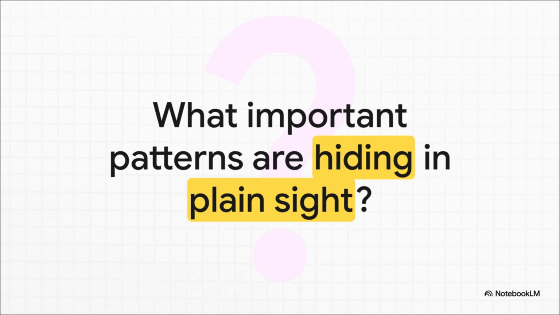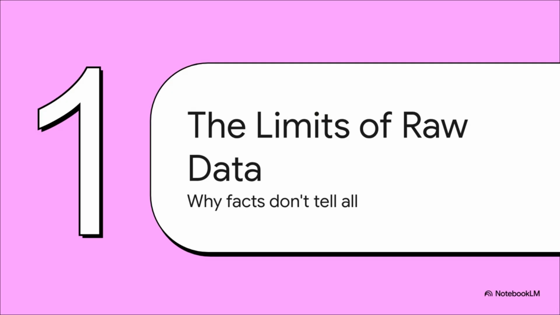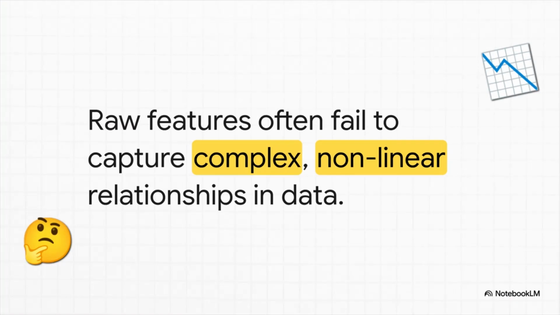That's the big question we're going to unpack. So, to get this, we first have to talk about the limits of just looking at information piece by piece. You see, machine learning models, well, they're a lot like us. They can completely miss the bigger picture if they're only staring at one isolated fact at a time. And that is a huge problem for AI.